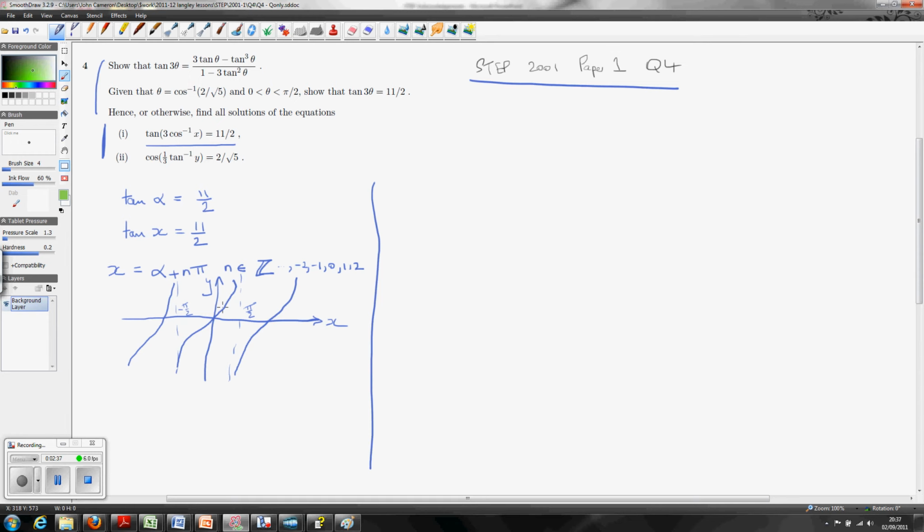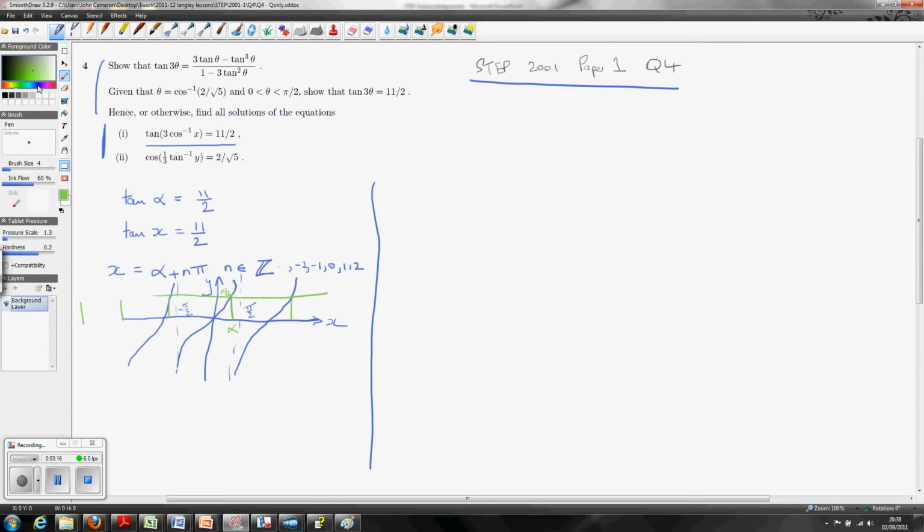It's a very sketchy picture of a tan graph. Maybe I'll change to a different color to make this a little clearer. If I've got some point here, which is 11 over 2, which is of interest, and I've got alpha here, and I know that tan alpha is equal to 11 over 2, then the other solutions are over here and continuing here and here and so on at a distance of pi, because tangent is a periodic function with period pi. So any time you get a solution, you add pi to get another solution.